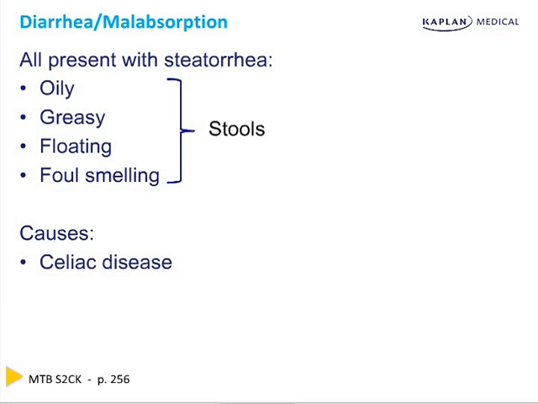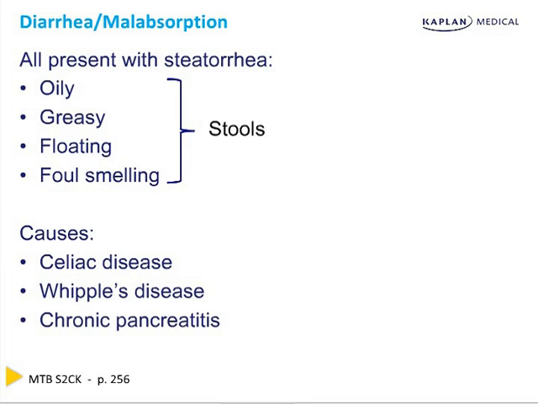The first is celiac disease. It's one of the most common types and can present as an adult. Whipple's disease is a rare syndrome, but we will talk about it. Chronic pancreatitis is a similar presentation with fat malabsorption. There are some other rare causes, such as tropical sprue. We're going to discuss all these in the upcoming slides.